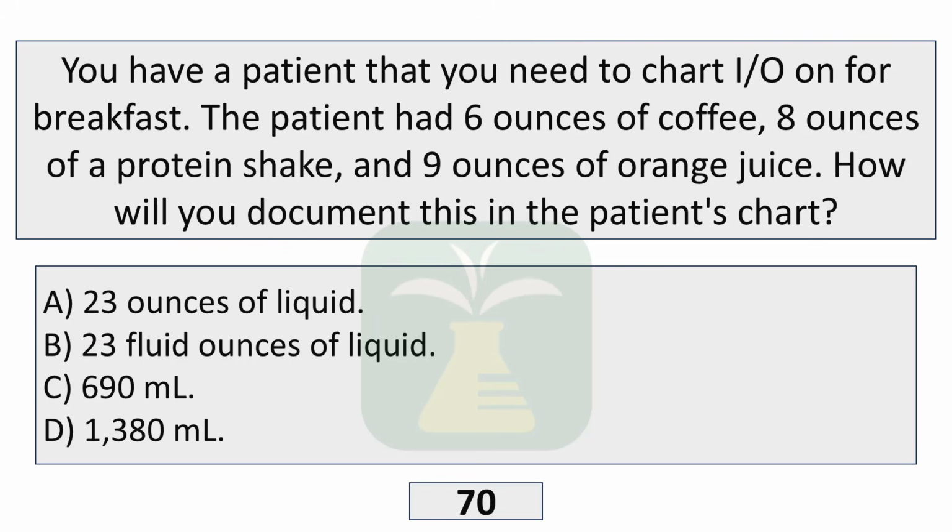You have a patient that you need to chart IO on for breakfast. The patient had 6 ounces of coffee, 8 ounces of a protein shake, and 9 ounces of orange juice. How will you document this in the patient's chart? A. 23 ounces of liquid. B. 23 fluid ounces of liquid. C. 690 milliliters. D. 1,380 milliliters.